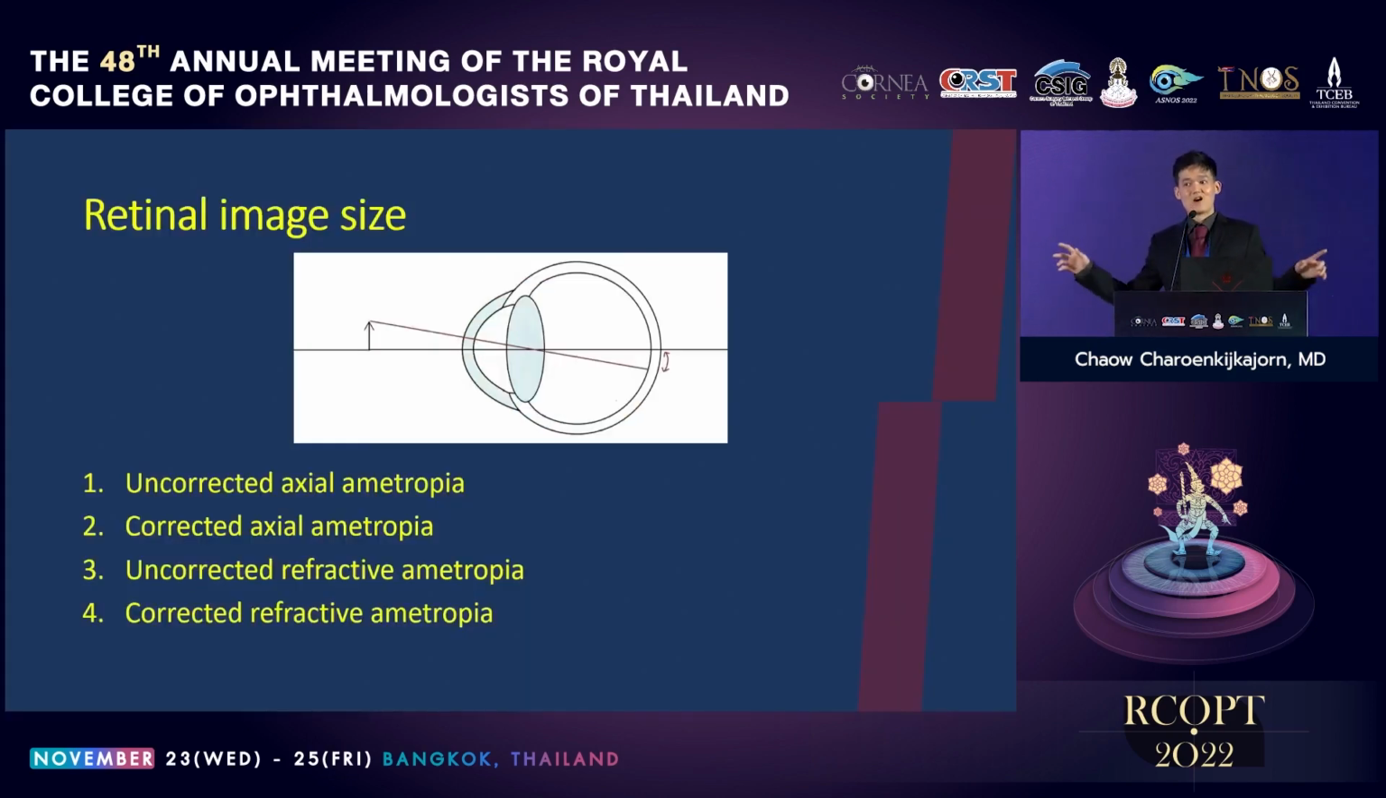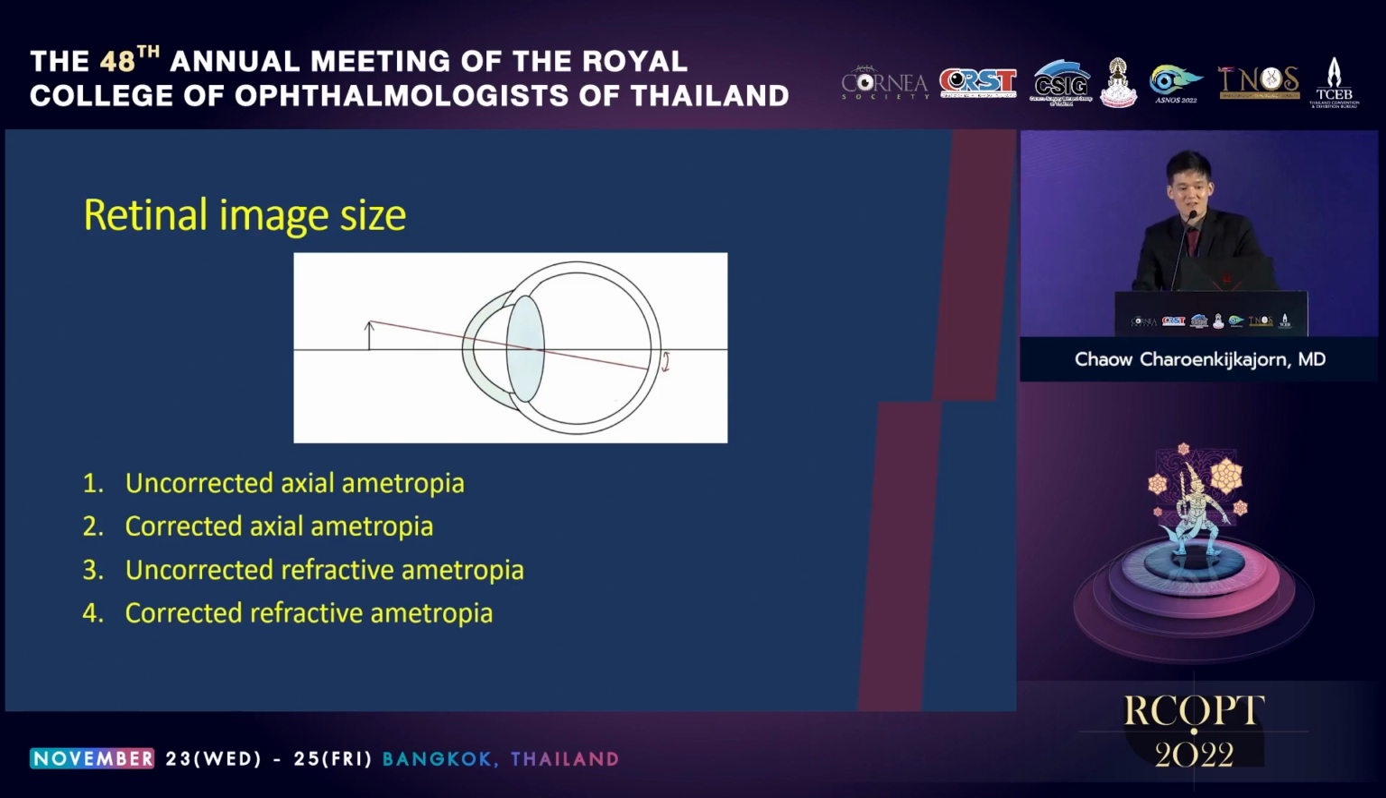So in this talk, we are going to focus on aniseikonia. Now we're going to pay attention to retinal image size. In this picture, you can see that the retinal image size is the area between the optical axis and the chief ray. The chief ray is the red line in this picture. The angle subtended on the retina determines the retinal image size.